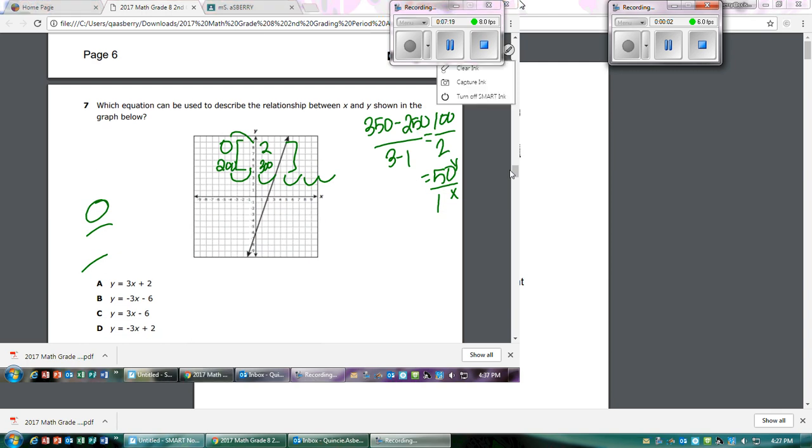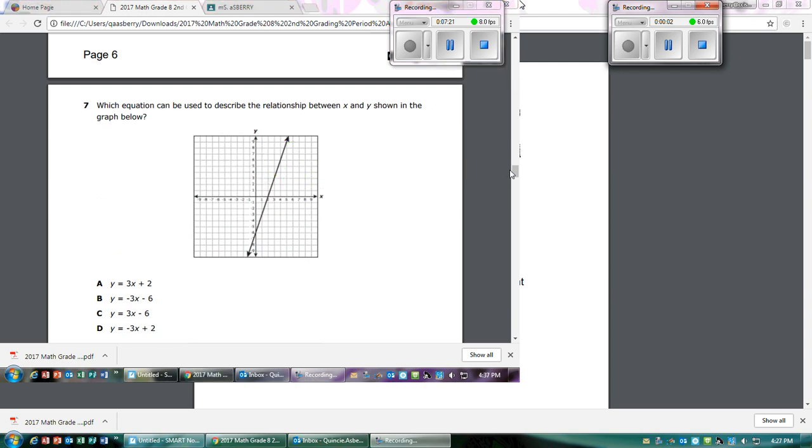7 says, what equation can be used to describe the relationship between x and y shown in the graph below? Here's my graph. First thing you should do is look at your y-axis. It's intersecting at -6. So you can already cross out A and D. Now the other thing you do is find your slope. Or you can notice that my line is increasing, so my slope has to be positive, because positive slopes create an increasing line. My positive slope is C. So you should have got C.